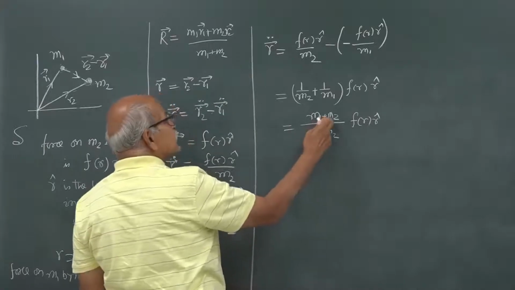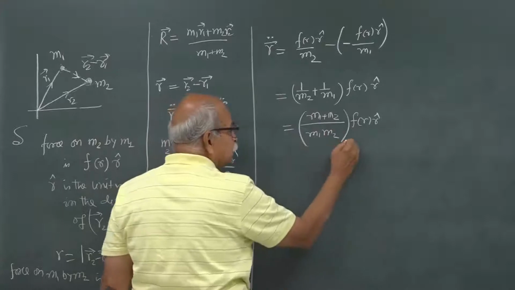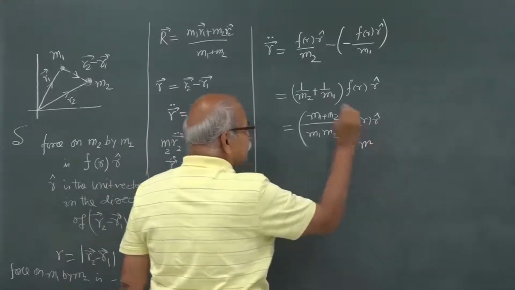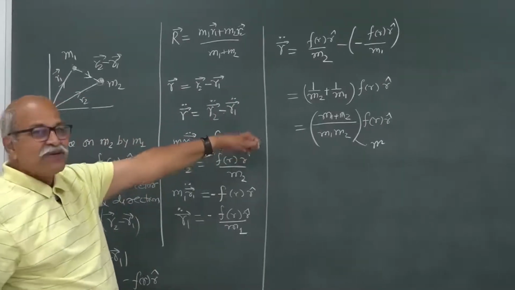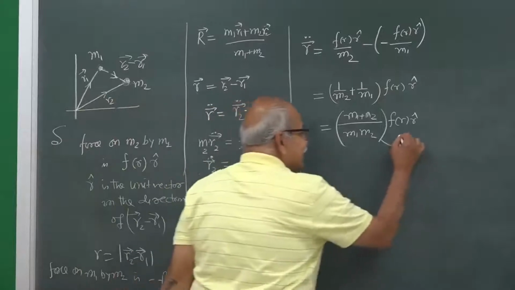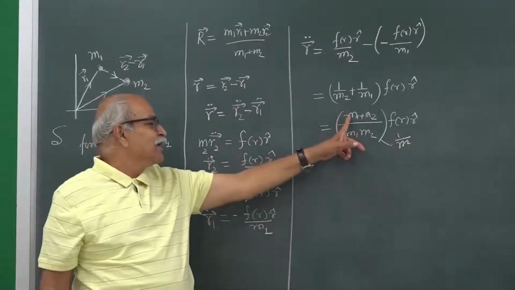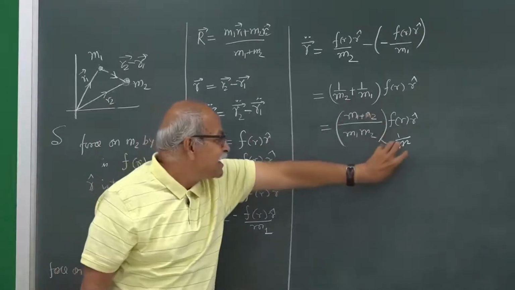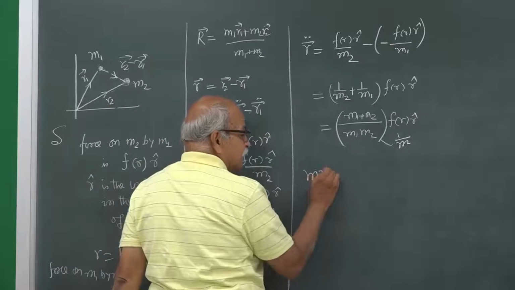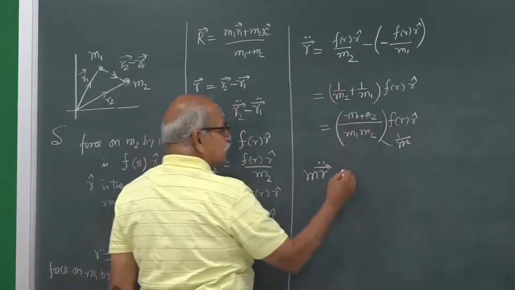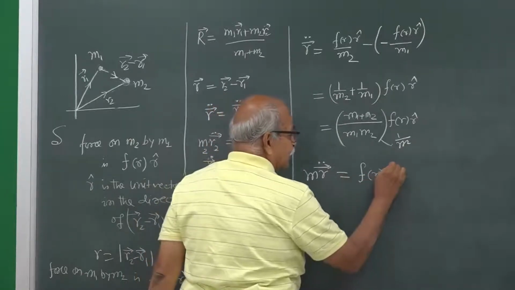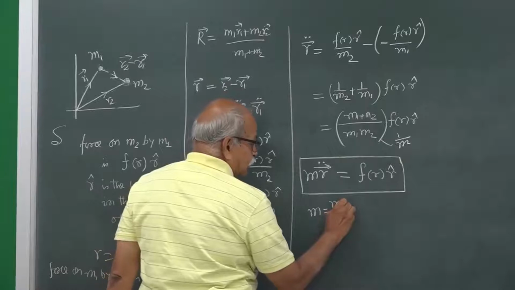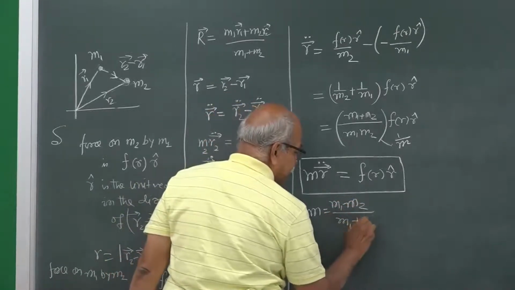So, you can write this quantity as some number. We have not used m as such, we have used m1 and m2, so let us write this as 1 by m. Here it is m1 plus m2, here it is m1 into m2, so it is 1 divided by mass. Let us write this quantity as 1 by m and take this m on the left hand side: m times r double dot is equal to Fr r cap, where m is equal to m1 m2 divided by m1 plus m2.